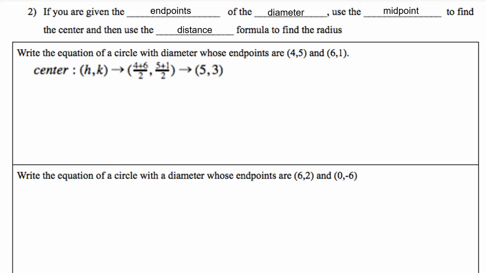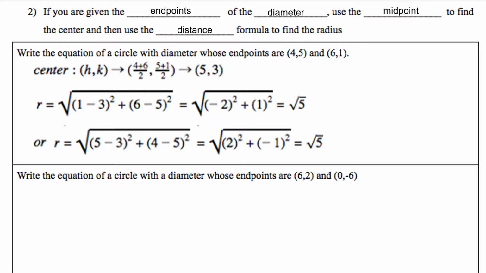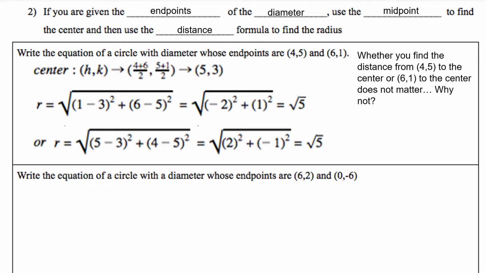So in this first example, we found our center using the midpoint formula, and then I'm going to find the distance from the center out to either of the points, (6, 1) or (4, 5). What you'll notice is that no matter which point I use, I still get the same distance, so it doesn't matter. So our ultimate equation is going to be (x minus 5) squared plus (y minus 3) squared equals 5. Now, when given a problem like this, I don't need you to actually solve for both distances.